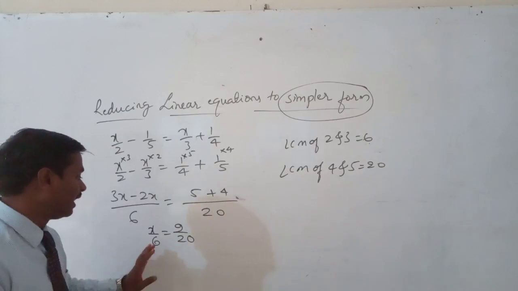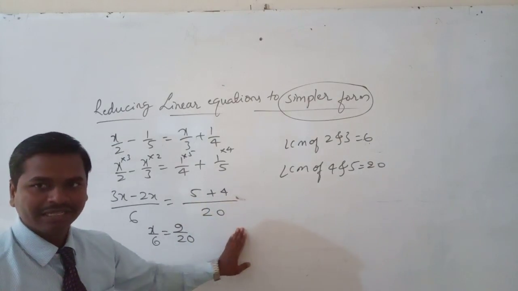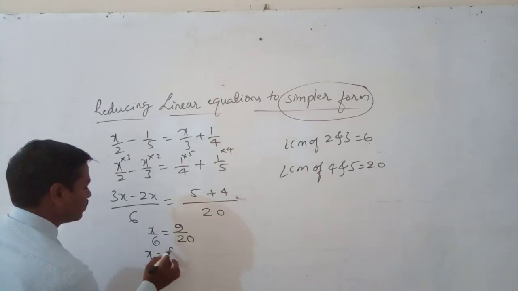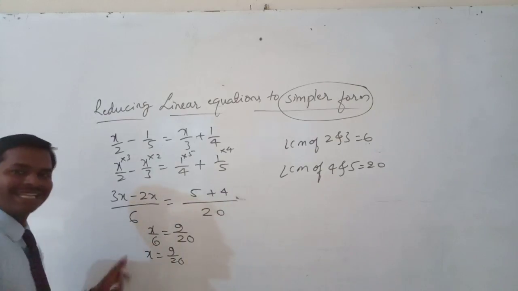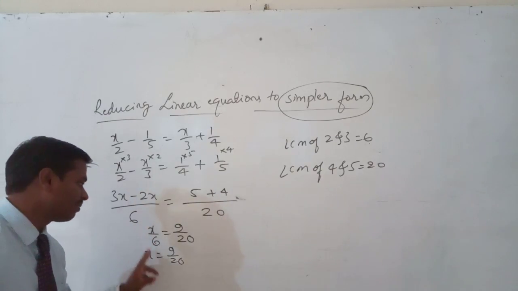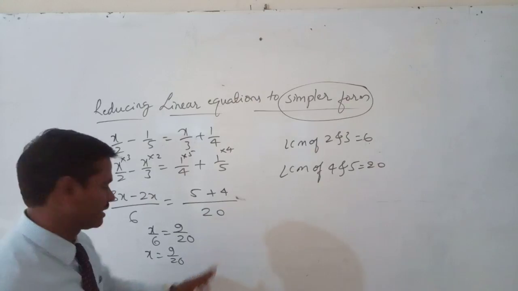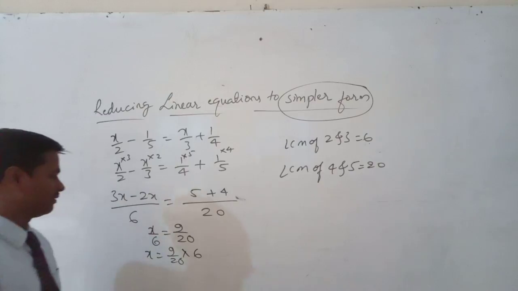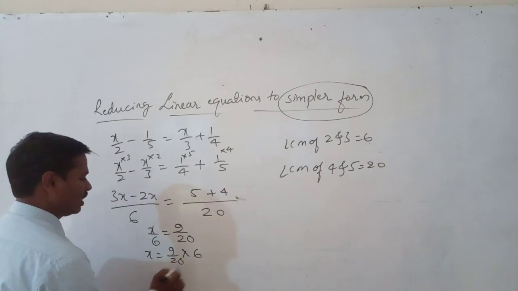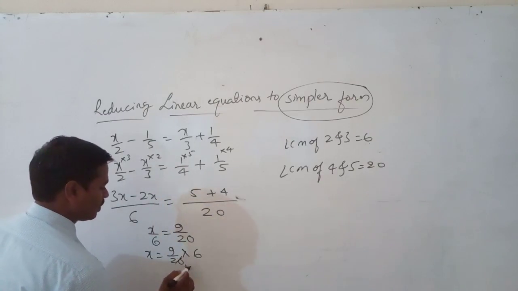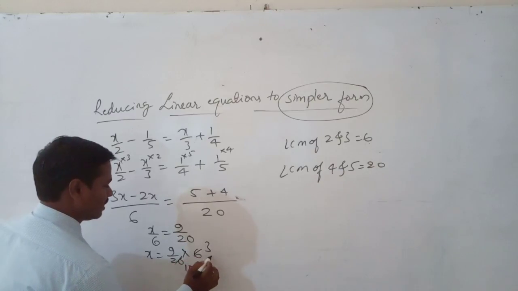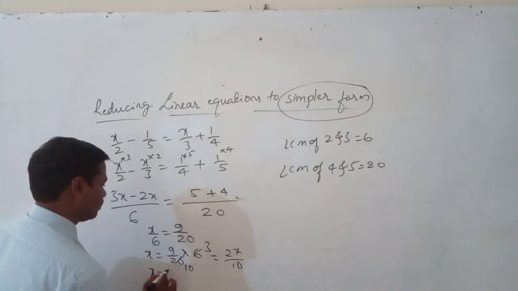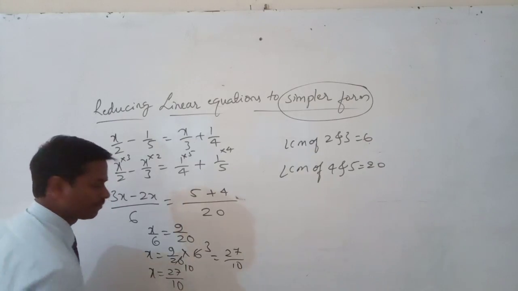Denominator will become numerator on that side. Division will become multiplication. x equal to 9 by 20. Division is there, divided by 6, this will become multiplication into 6. Okay, what is your answer? 2 10s are 2 3s are, 9 3s are 27 by 10. x equal to 27 by 10.